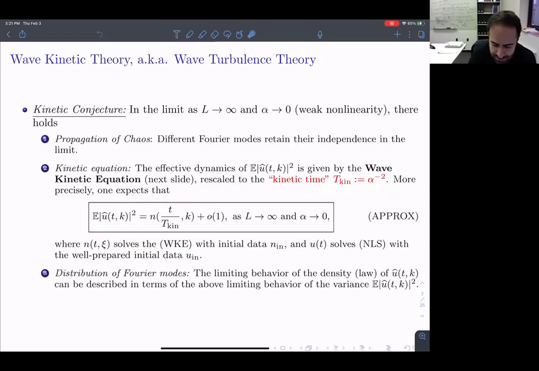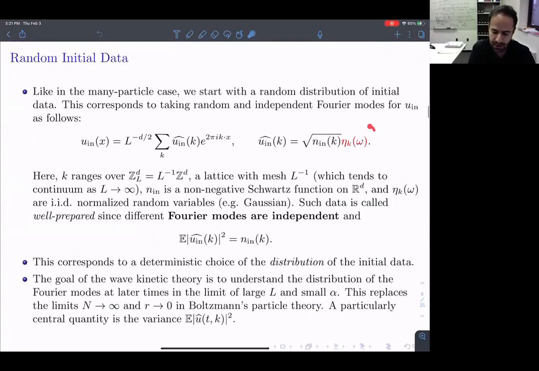In other words, as L goes to infinity and alpha goes to 0, we expect the limit of this to be given by the solution of the wave kinetic equation. And it is the solution of the wave kinetic equation with initial data that appeared on the previous slide in my choice of the initial data for NLS.